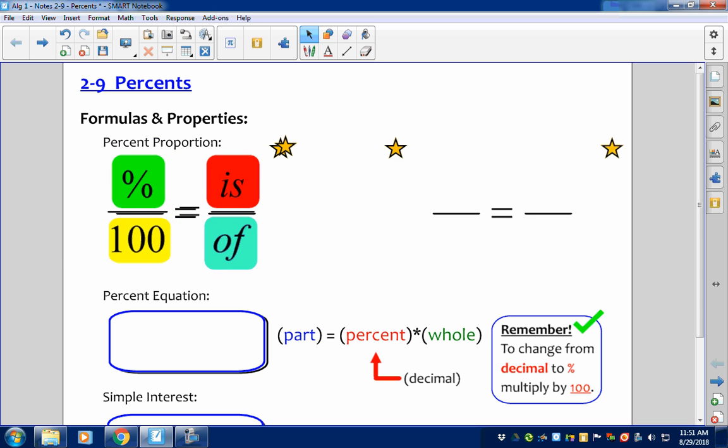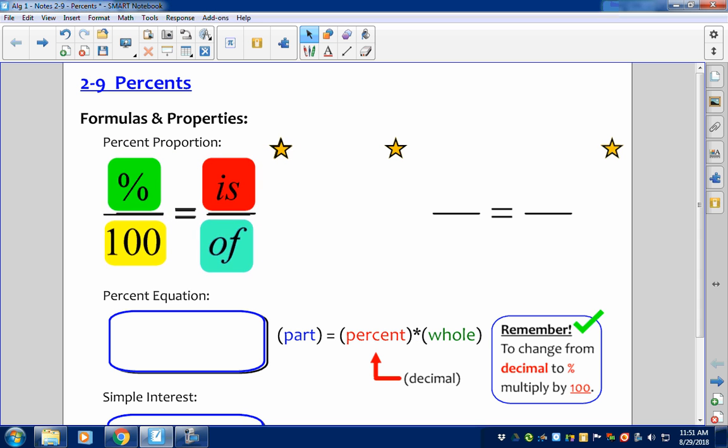So write this down. You've probably seen this before as well. Percent over 100 is equal to is over of. So go ahead and write that down. Percent over 100 equals is over of. So there's an is part, there's an of part. What some students get confused about is that sometimes the is part can be bigger than the of part.